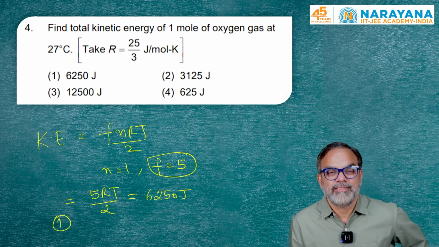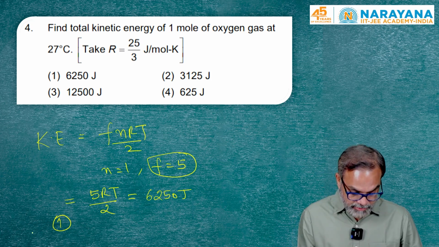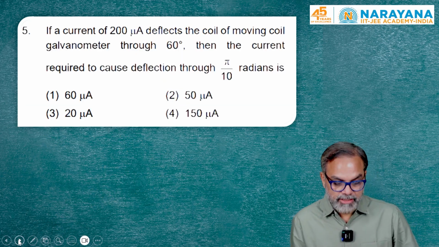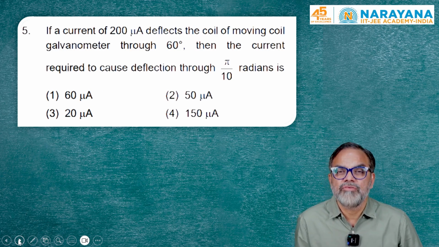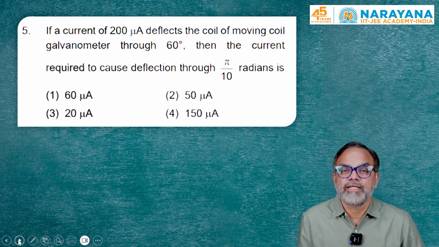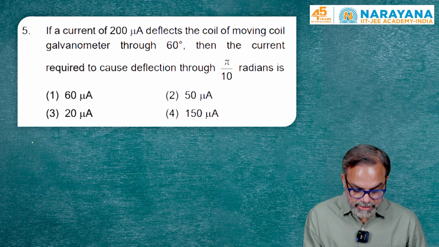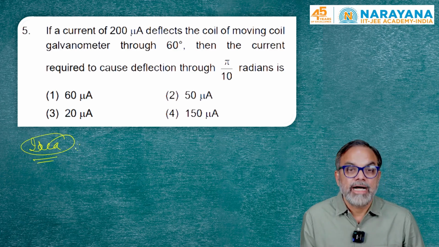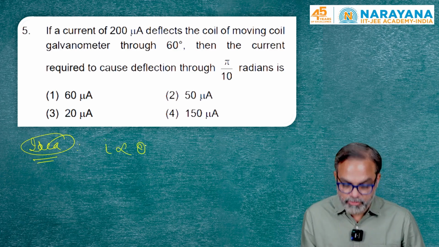Again students, it's a straight away formula based question. Overall physics paper was very easy. Let's move towards the next question. So we have a current of 200 microampere that deflects the coil of a moving coil galvanometer through 60 degree. Then find the current required to cause a deflection through pi by 10 radians. So here the concept or the idea which will be used is very simple: current is proportional to deflection.